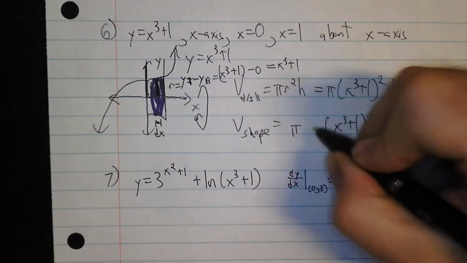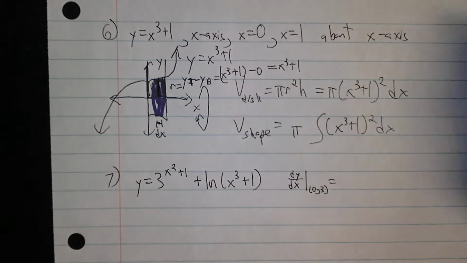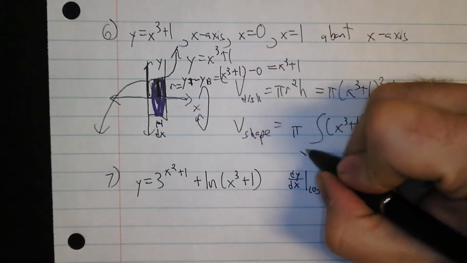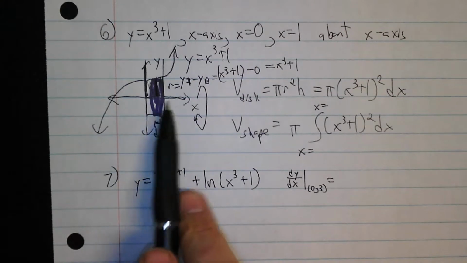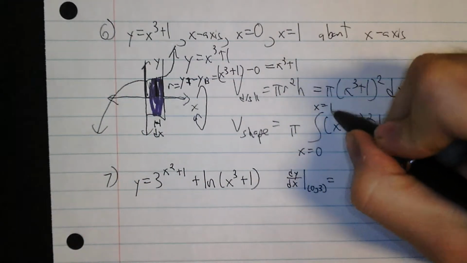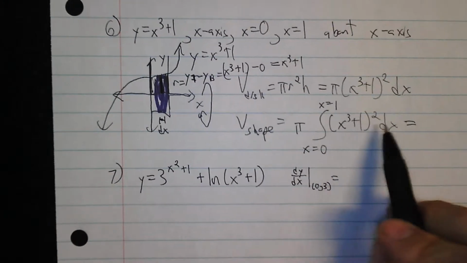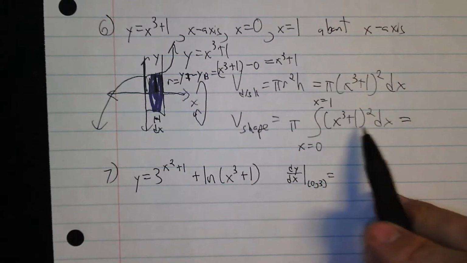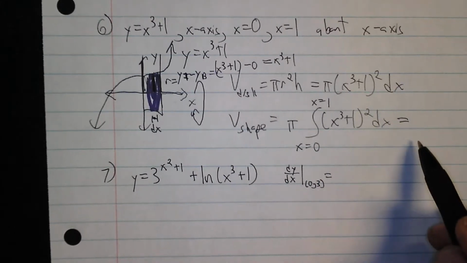You're going to sum up the volumes of all the disks from x equals something to x equals something: x equals 0 to x equals 1. Okay, so that should get the job done. Now, of course, you have to FOIL and then anti-differentiate. Use the first part of the fundamental theorem to evaluate that.